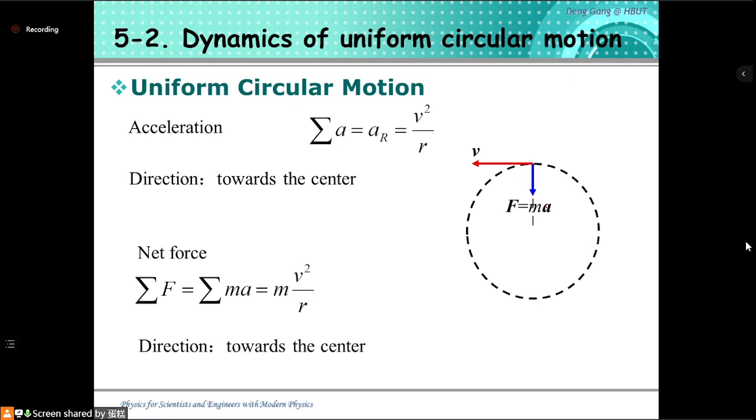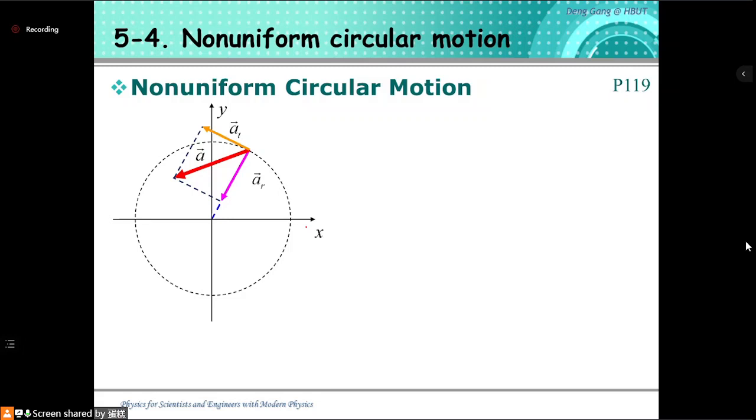And also the direction is toward the center. So this is a uniform circular motion. That's the simplest case of circular motion. But sometimes it's not so simple. The speed can change. So then let's focus on the non-uniform circular motion.